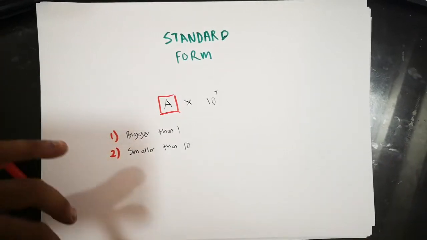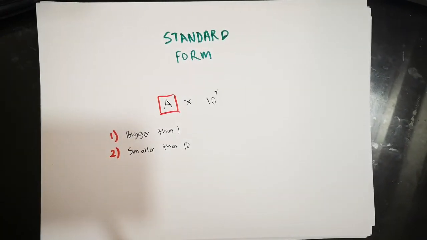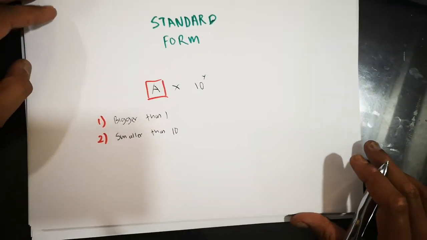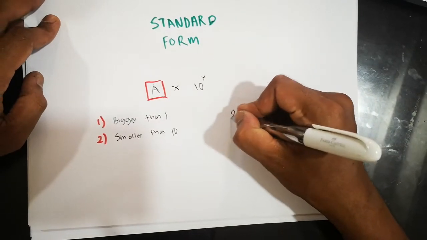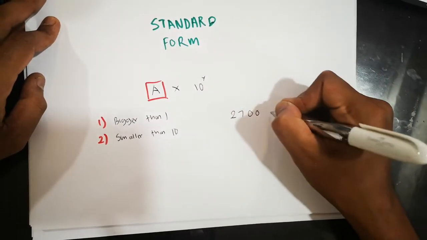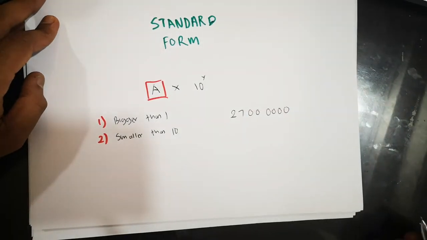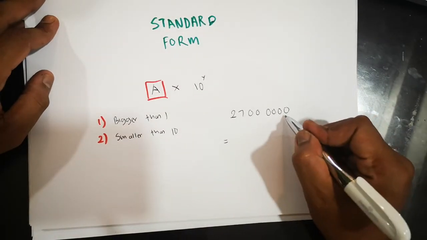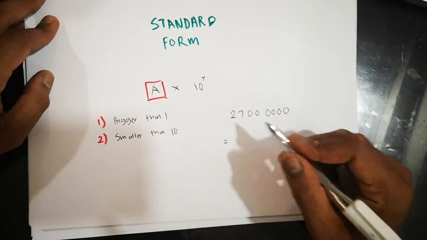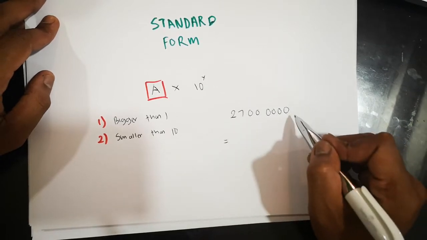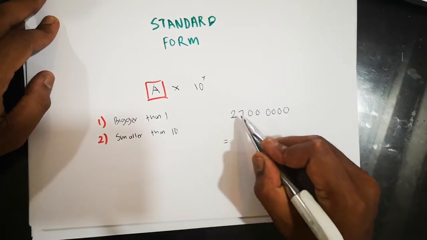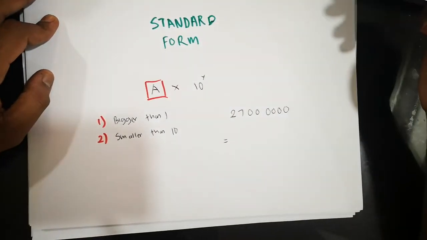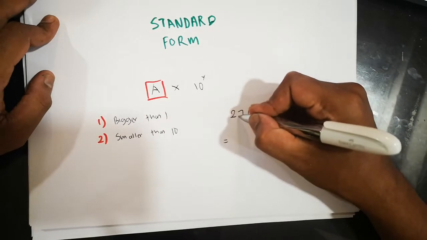Let us try an example. If you don't try an example, you won't know how to do it, right? How about I put a random number of 270000. Okay, how do I change this to standard form? First, count how many steps you are moving backwards. In this case it is backwards, right? Because you need to make A bigger than 1, smaller than 10. In order for A to be bigger than 1 but smaller than 10, the decimal point has to be here.